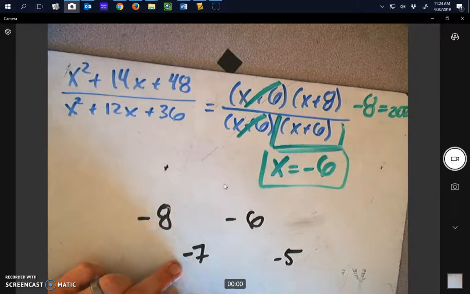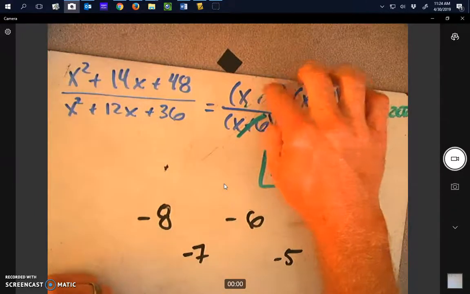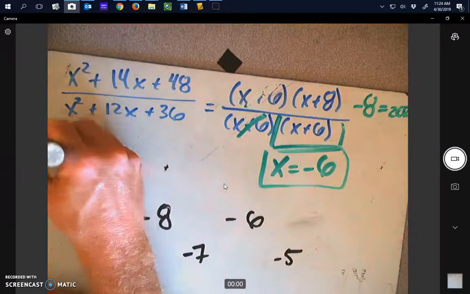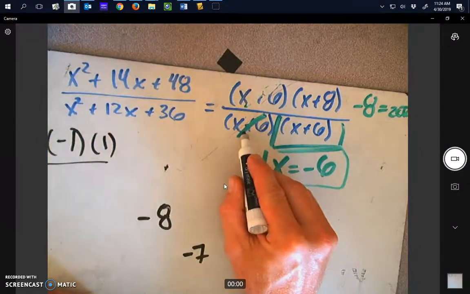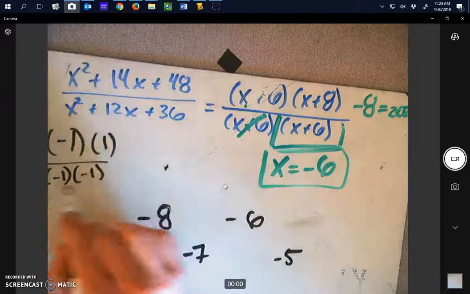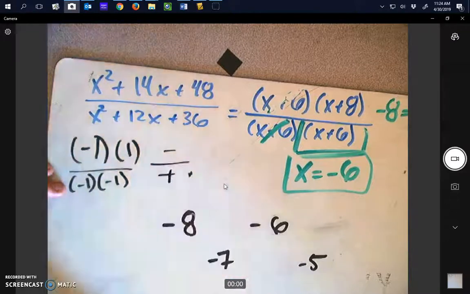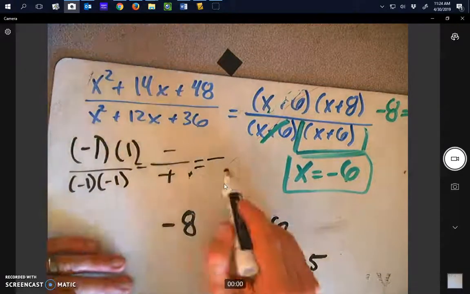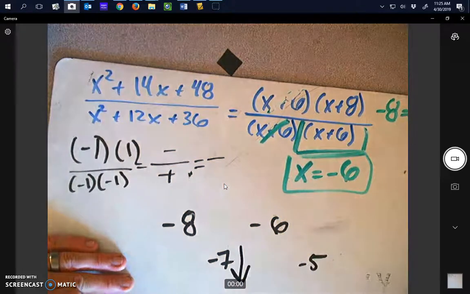So -7. If I put -7 into our problem, we can do it in either of them. It'll turn out the same. So -7 plus 6 is -1. -7 plus 8 is +1. And then -7 plus 6, we already did that, it's -1, times -1. So in the top, we have a negative times a positive, which is a negative. And the bottom is a negative times a negative, which is a positive. And then negative divided by positive is equal to a negative. So on this side of -6, we're going down to -infinity.